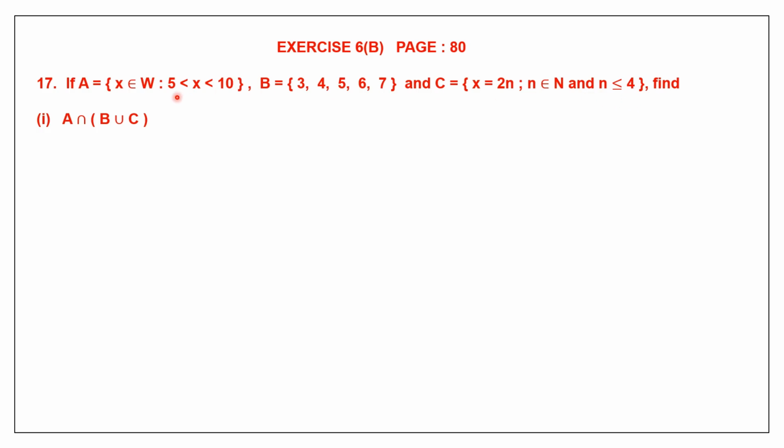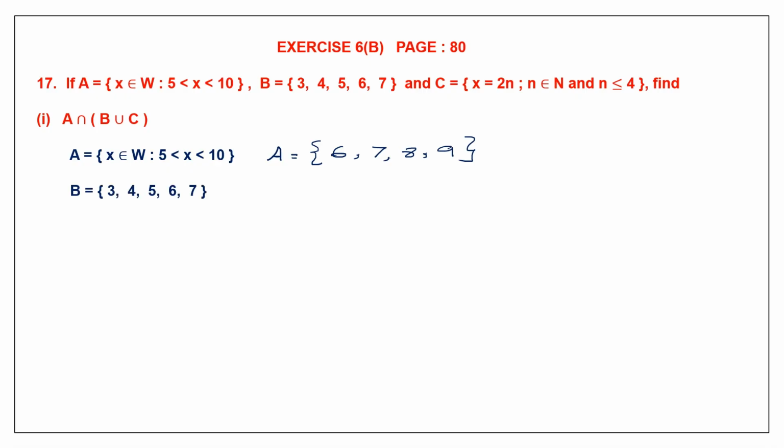Okay, so first let's write out all these sets and then start finding out the answers to these. The first one is set A, x belongs to whole numbers, and we know whole numbers are all numbers that begin from 0. And we also know here, according to this, x is greater than 5 but less than 10. So now we can write all the elements of set A. The elements of set A will be numbers that are greater than 5, that is 6 onwards, and less than 10. So that means 6, 7, 8 and 9. These are the elements of set A.